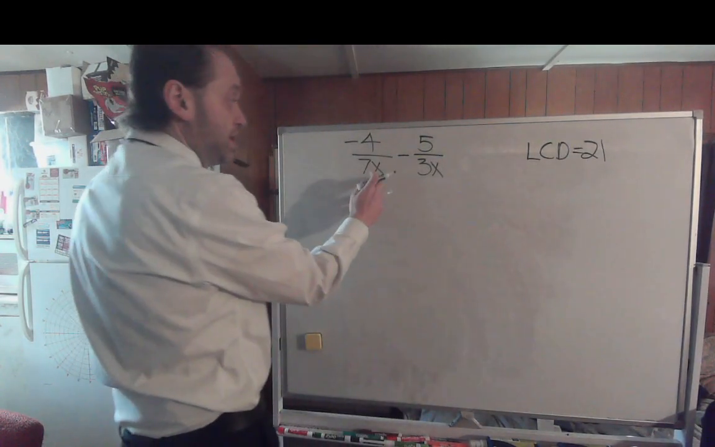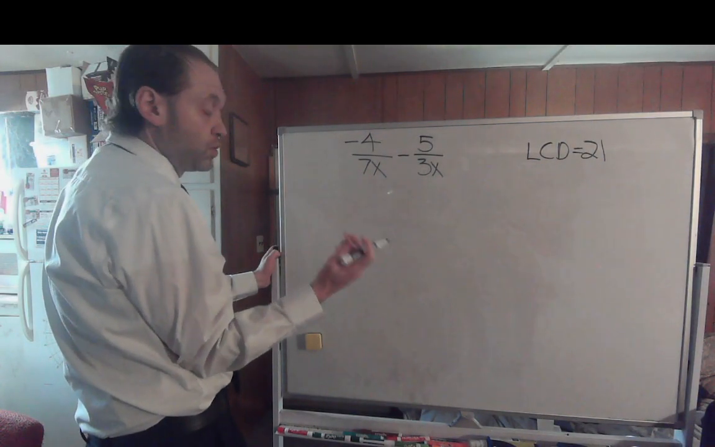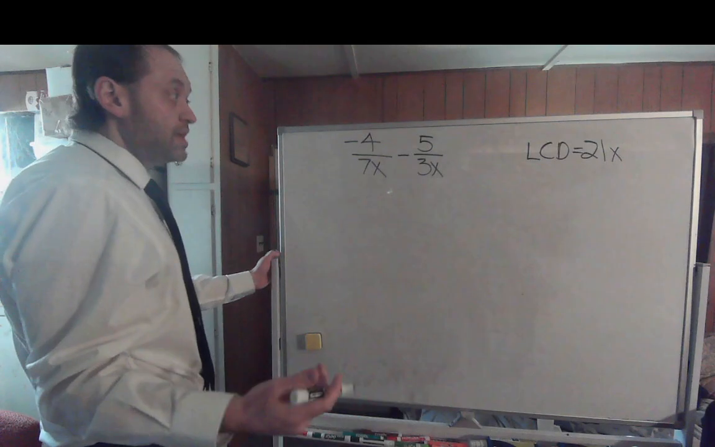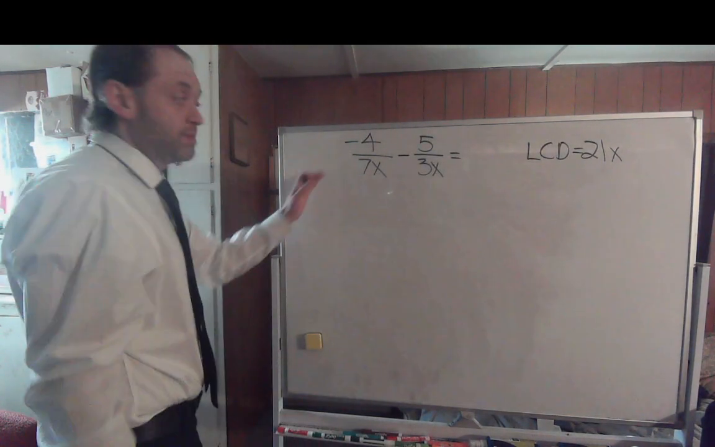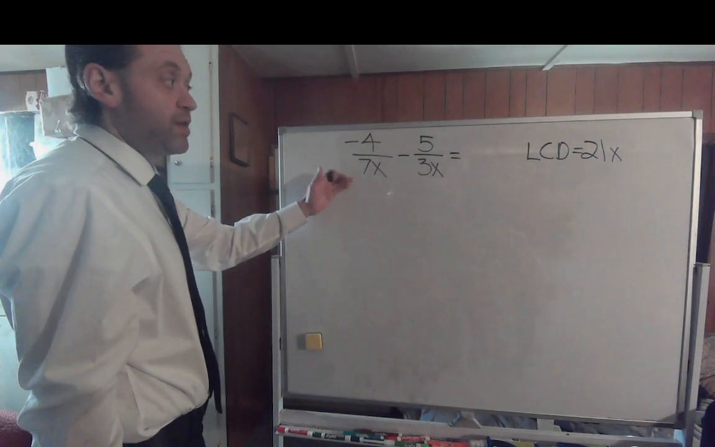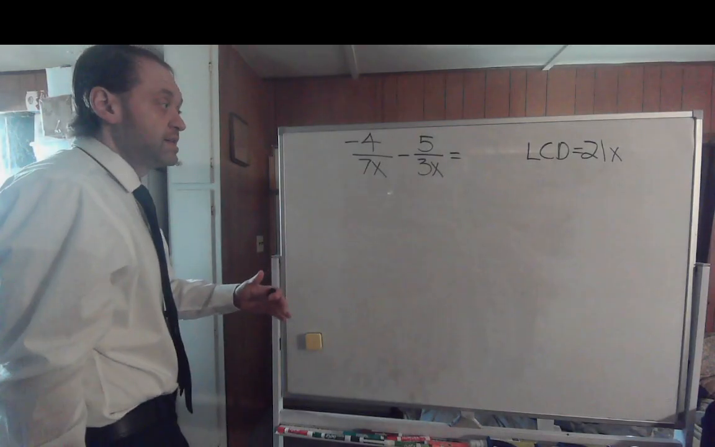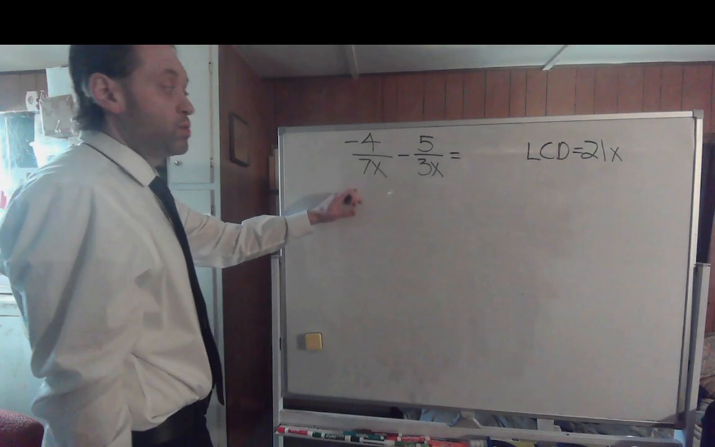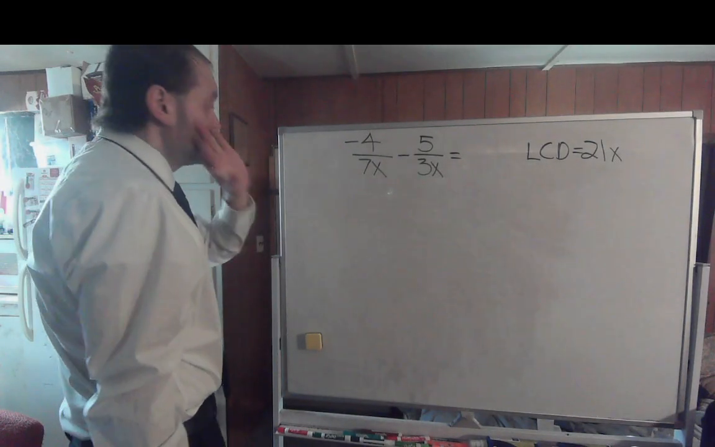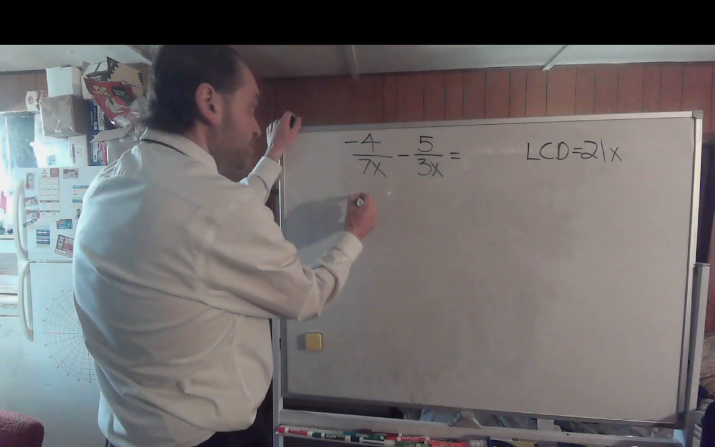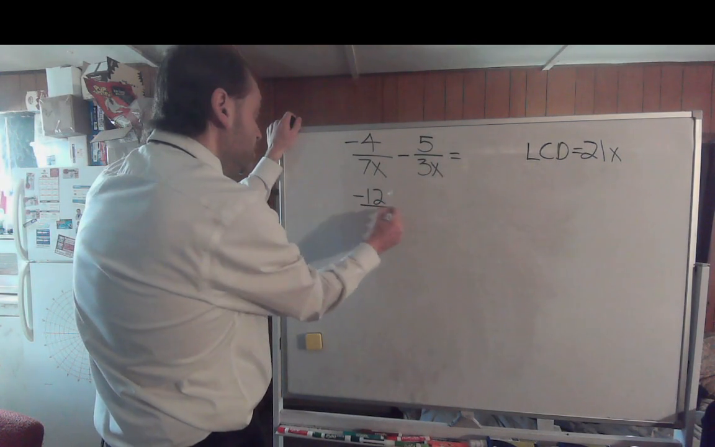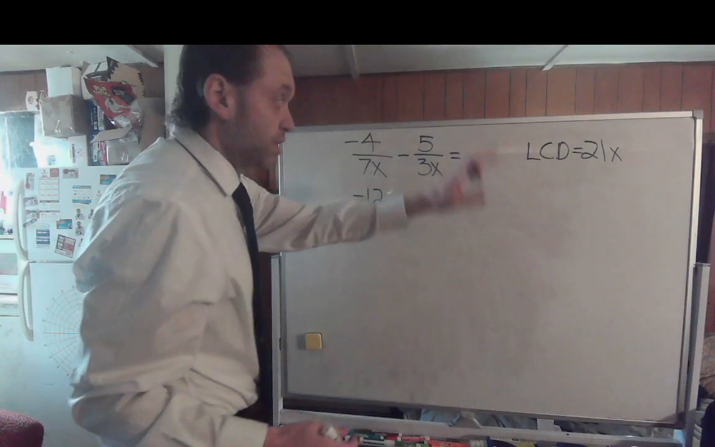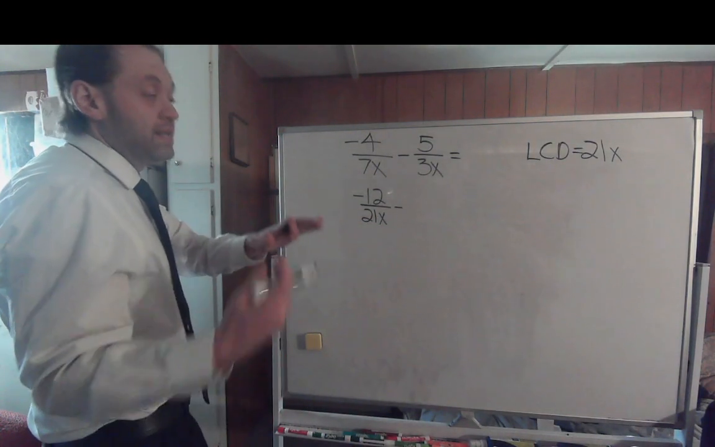And then you have an x to the first in both of the terms, so your least common denominator would be 21x. Now you need to multiply both terms by the appropriate expression to get that denominator of 21x. So for the first term, that negative 4 over 7x, in order to get a denominator of 21x, you'll have to multiply both numerator and denominator by 3, which would end up giving you negative 12 over 21x minus, now that 3x to turn into 21x, you have to multiply both numerator and denominator by 7.